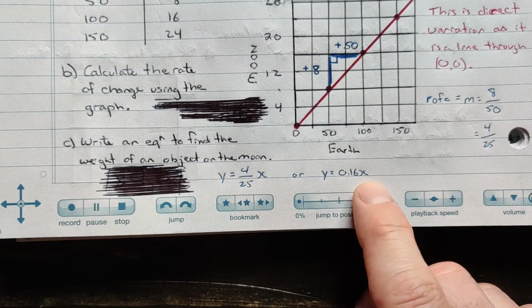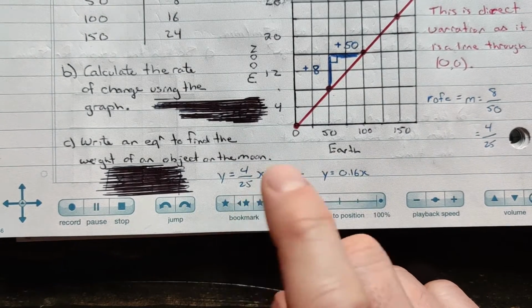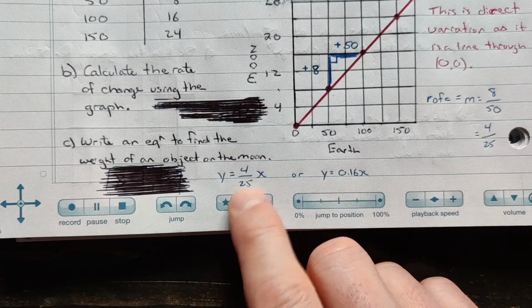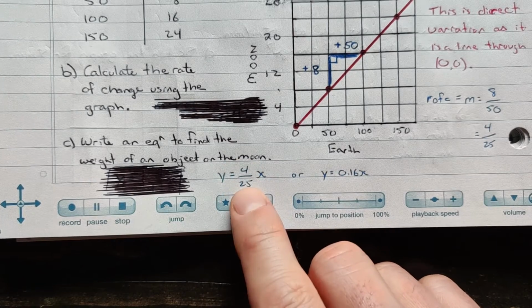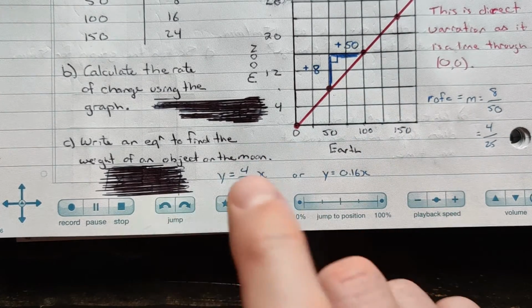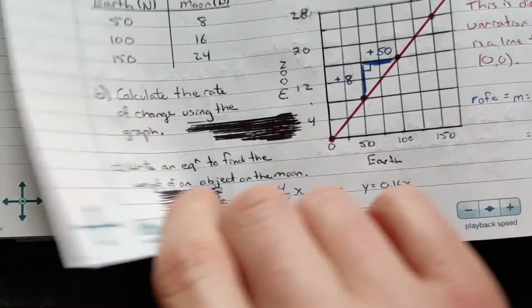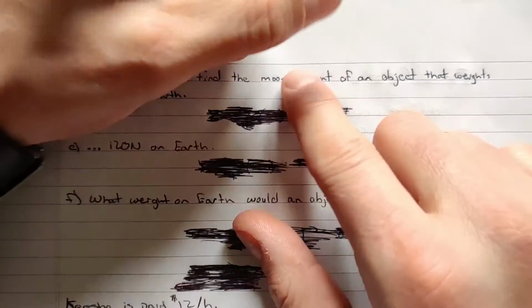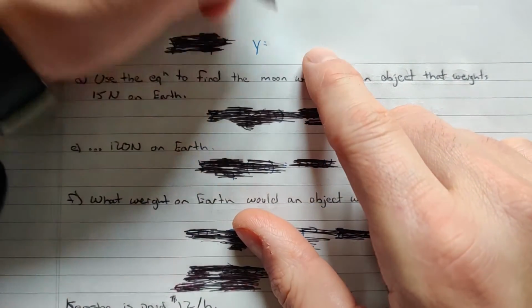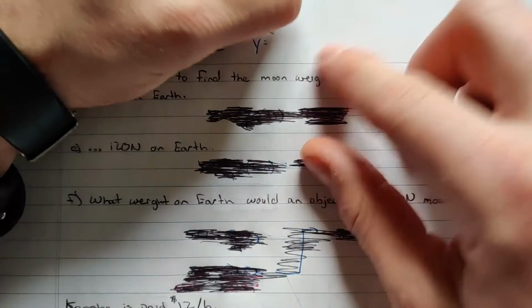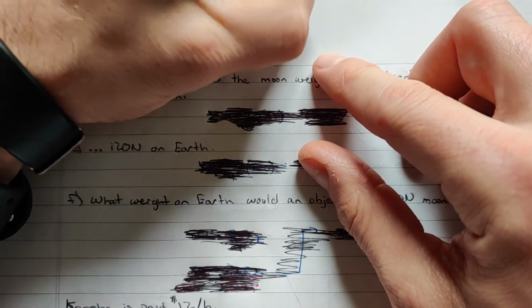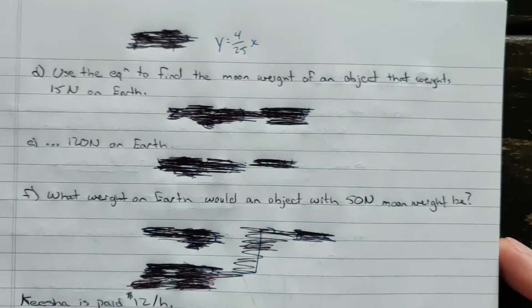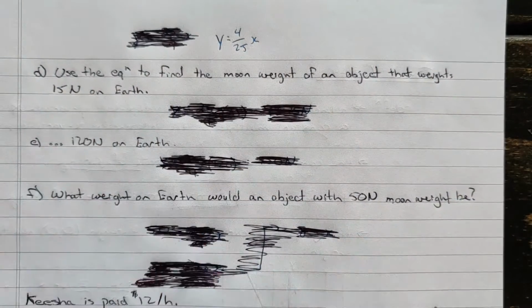It's going to be okay here, but if we were graphing this, it's a good idea in general to leave it in the rise over run form so that we can use it on the graph again. So going over, we'll finish up. So this was y equals 4/25x. So I'm going to use that formula to solve a couple questions here.